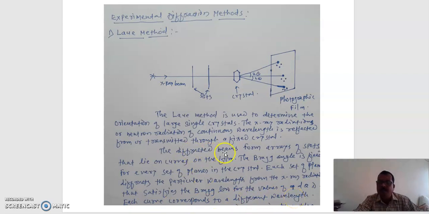Okay, the diffracted beams form arrays of spots that lie on curves on the film. The Bragg's angle is fixed for every set of planes in the crystal. Each set of planes diffracts the particular wavelength from the X-ray radiation that satisfies Bragg's law for the values of d and lambda. Each curve corresponds to a different wavelength.